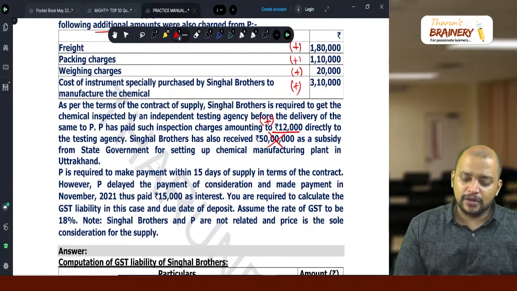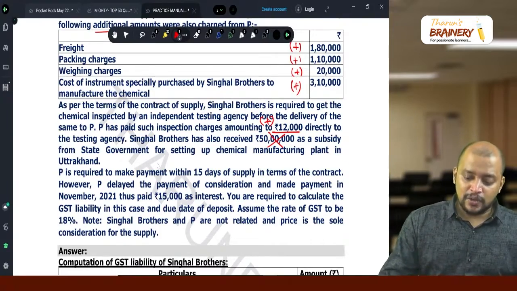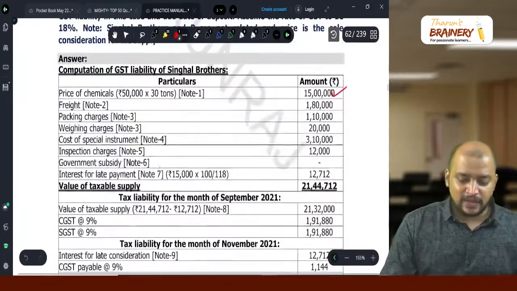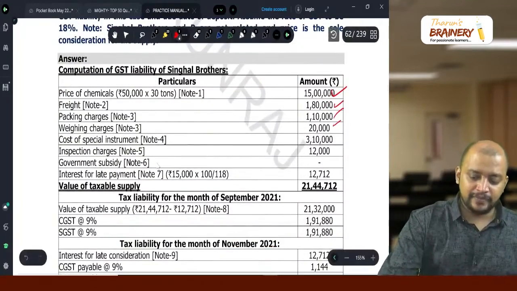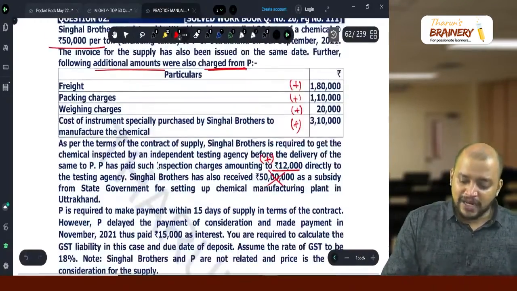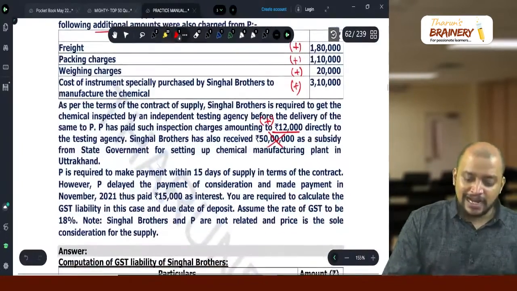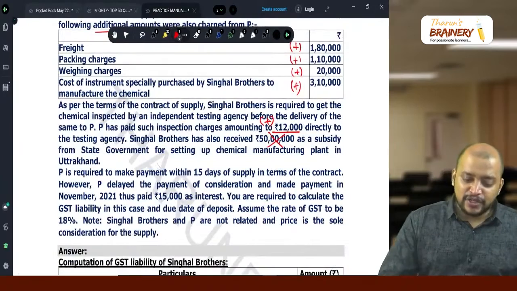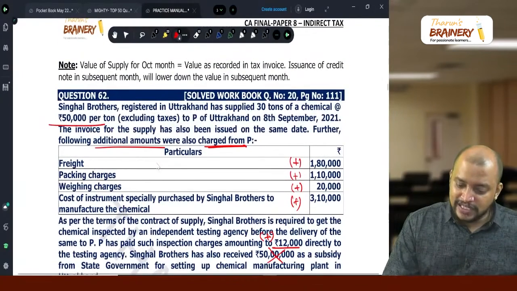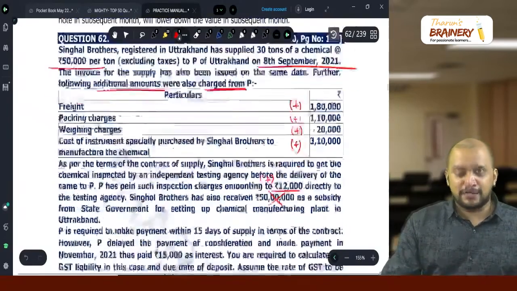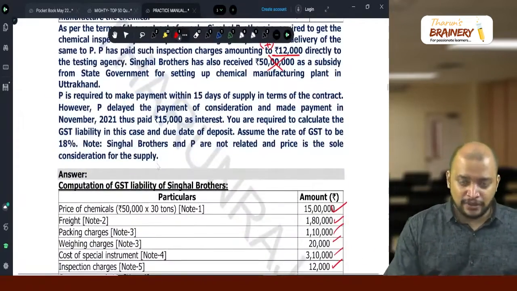So, in this case, what should be taken as the value? Whatever is the basic price, plus 1,80,000, 1,10,000, 20 and 3,10,000, and then inspection charges of 12,000 also, but that 50 lakh subsidy will not come. And interest. See, actually, when the invoice is made in September, for September, this is the value.